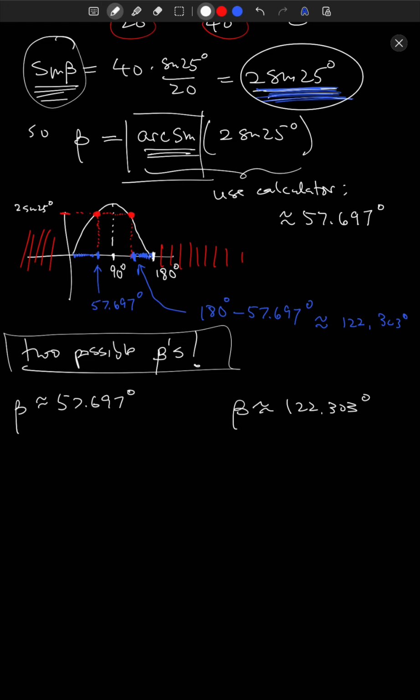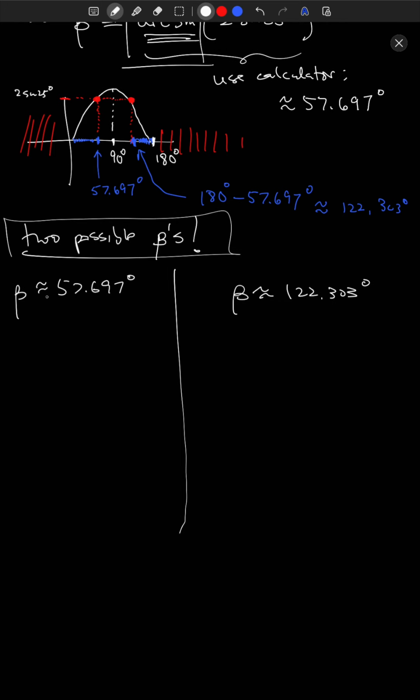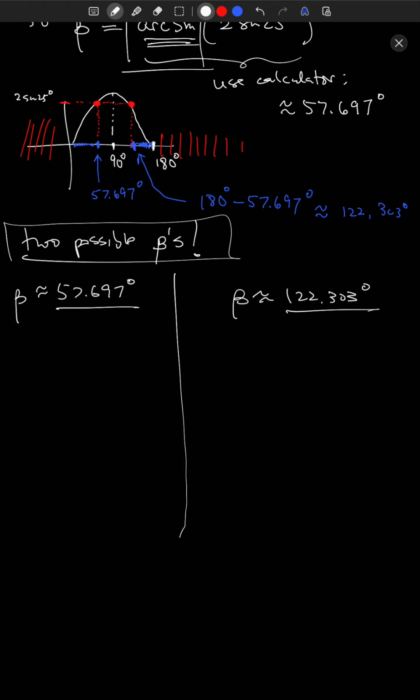All right, so how do we proceed? Well, we just separate this into two problems. Problem number one is we treat beta as 57.697. Problem number two, we treat beta as 122.303, and we solve them individually, all right? And whatever we get, potentially we could have two triangles as our answers. I say potentially because we'll see situations where triangles might not work out.